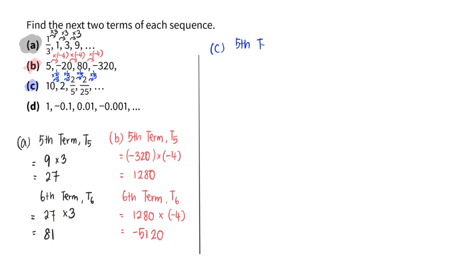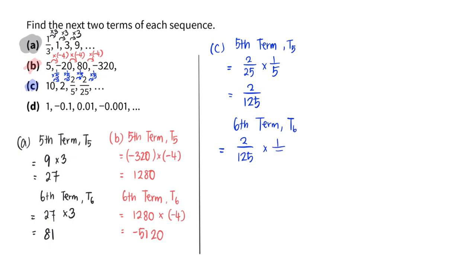So my next 2 terms, which are my 5th and 6th terms, will be as follows. Two over 125, and my 6th term will be a value of 2 over 625.